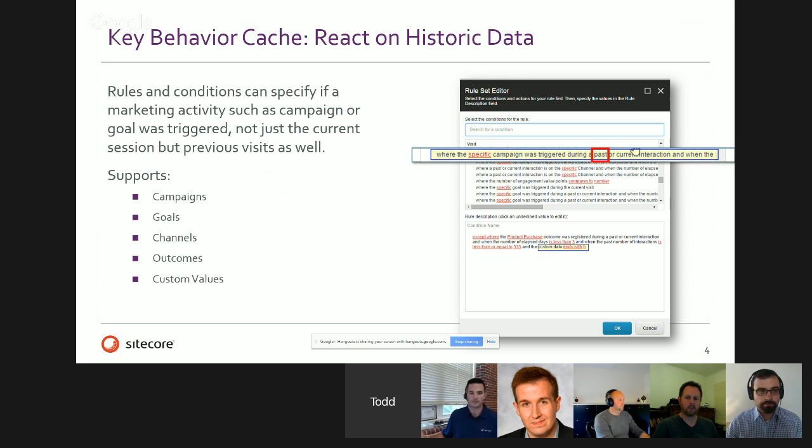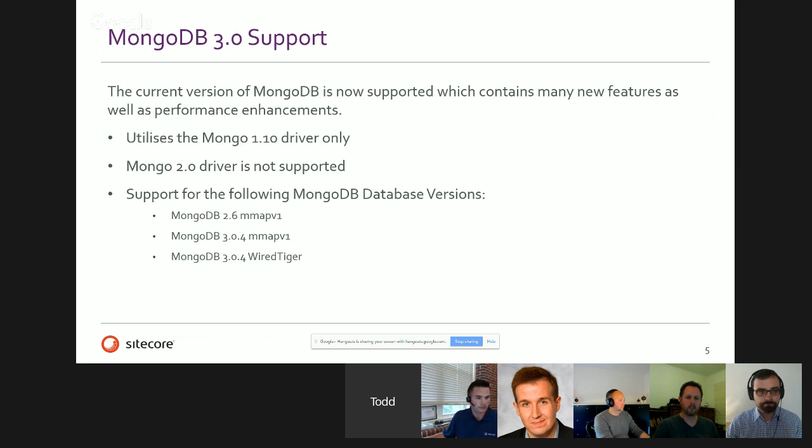Cool. So just a couple more points here. MongoDB 3.0 support. We introduced this in Update 5, but of course we continue that on forward. We upgraded to the Mongo 1.10 driver. That's the version we support out of the box. We did a small amount of testing against the 2.0 driver, but after getting a significant number of compilation errors and looking at the breaking changes within the driver, we decided to start with the 1.10 driver. So that's what you'll see in 8.1 and also 8.0 Update 5.